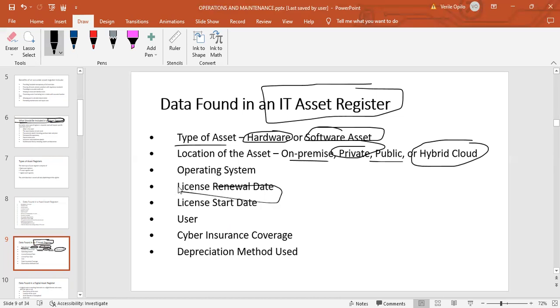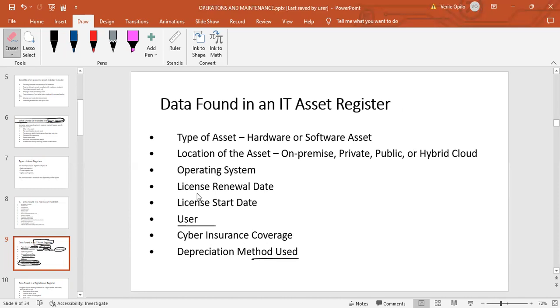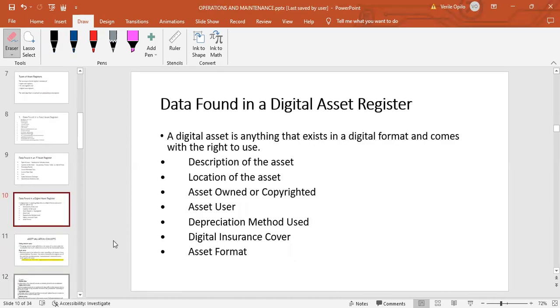Do you have any licenses, and when is the license renewal date? When are you expected to renew the license? When did the license start? Who is currently using that asset? Do you have any cyber insurance coverage against cyber attacks? And then also, does it depreciate? And if it does, which depreciation method are you currently using? So those again are some of the details that you would find in the IT asset register.